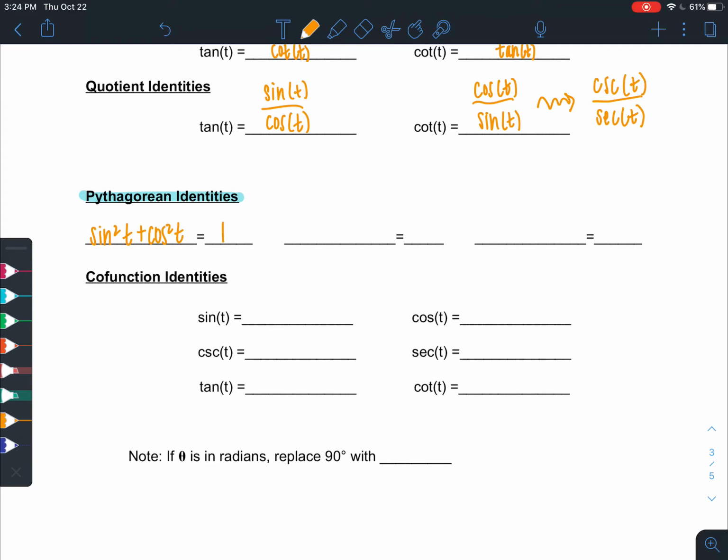We can rearrange these, and so 1 plus tangent squared t is equal to secant squared t. And then 1 plus cotangent squared t is equal to cosecant squared t.